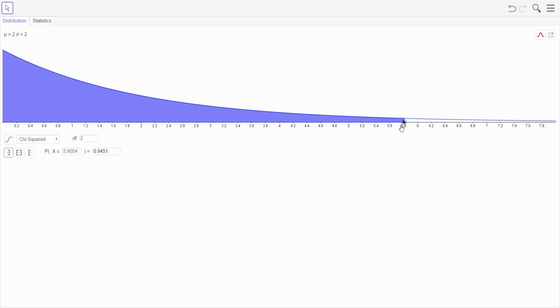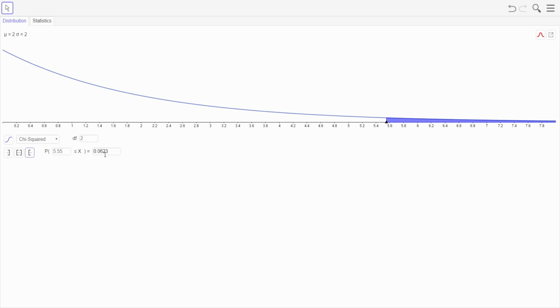Why? Because, for example, when we find 5.5 here, or I can just type it, we see that the probability is 0.937. The p-value is 0.0623. So this is our p-value. Our p-value is larger than our alpha, so we do not reject the null hypothesis.